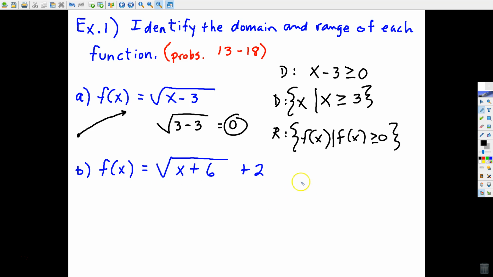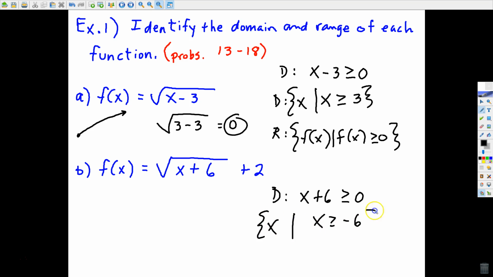Okay, let's try another one. For domain, if I'm not sure, I can do this. I'm just going to pull out this part from underneath the radical, and do a little inequality, because I know whatever x plus 6 is, it's got to be greater than or equal to 0. So that means x has to be greater than or equal to negative 6.